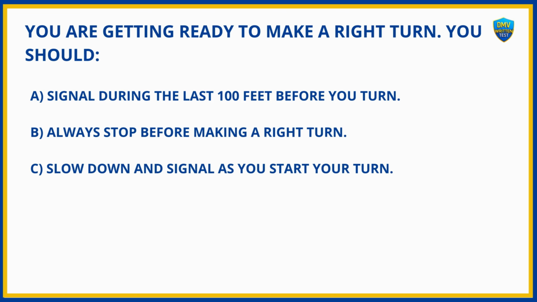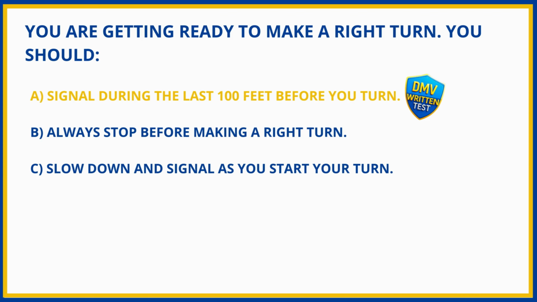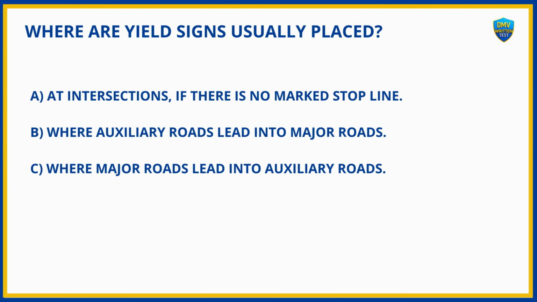And the answer is A. Signal during the last 100 feet before you turn. Where are yield signs usually placed? A. At intersections, if there is no marked stop line. B. Where auxiliary roads lead into major roads. C. Where major roads lead into auxiliary roads.